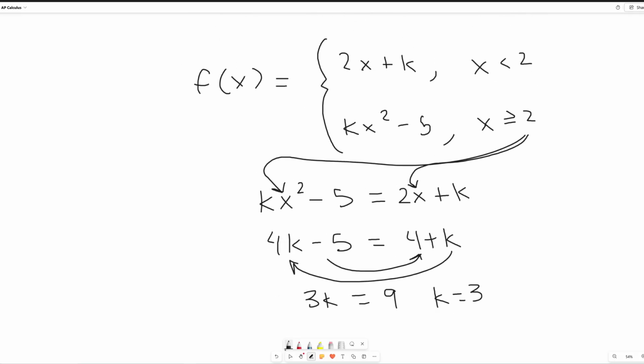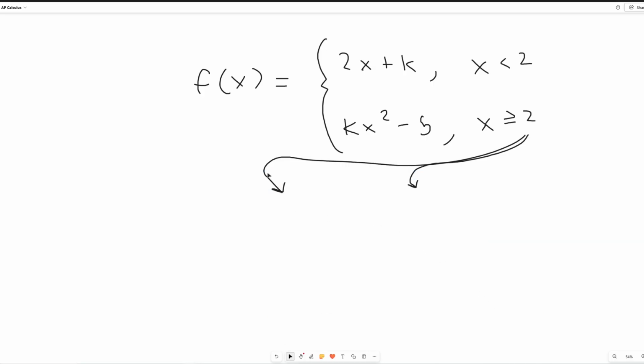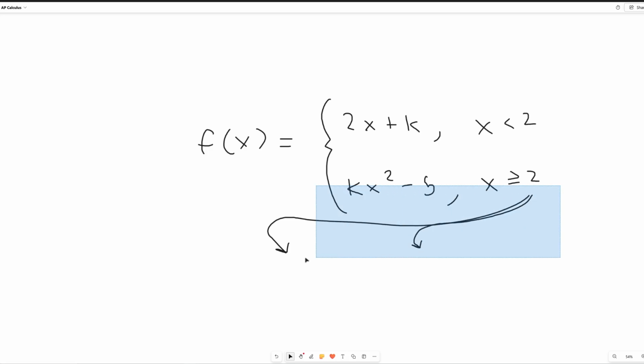So, taking k equals 3, we plug it back into the equation. Instead of kx squared, we'll have 3x squared. Instead of 2x plus k, we'll have 2x plus 3.